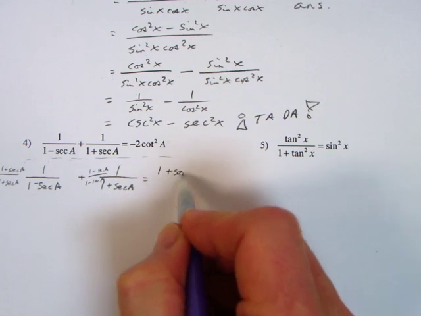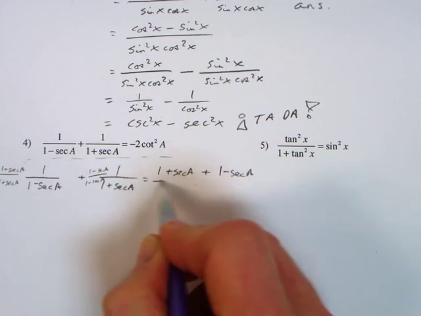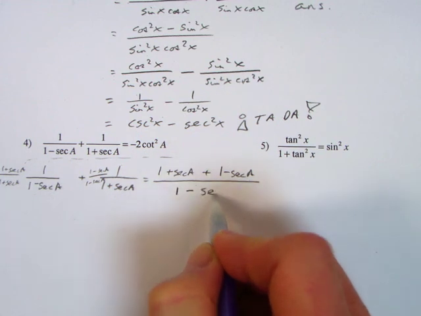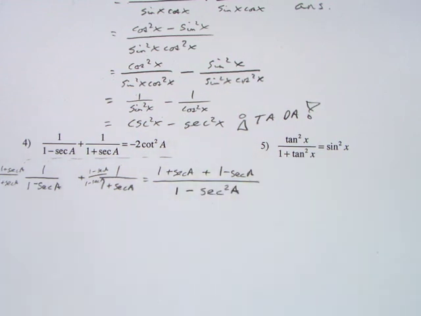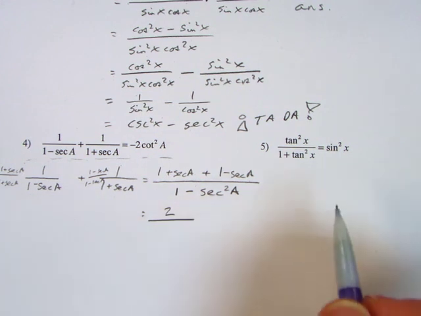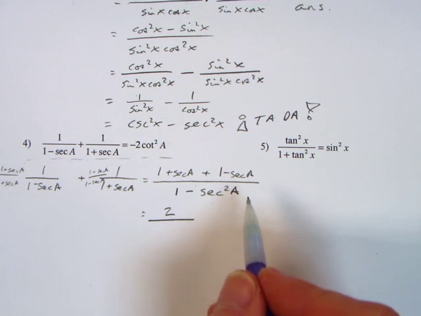1 plus secant a plus 1 minus secant a, all divided by, when we multiply that out, we'll get 1 minus secant squared a. Now what? That top simplifies quite nicely to just 2. What about the bottom? What do we know that has that secant squared in it? Oh, we have that Pythagorean identity which says 1 plus tan squared equals secant squared, or tan squared plus 1 equals secant squared.